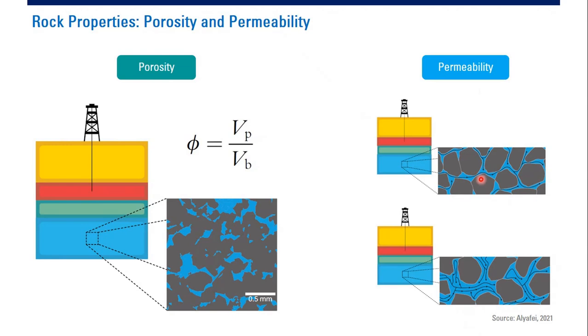Here we have permeability. Good, high permeability will enable a high flow rate. But low permeability, or tight or bad permeability, will give us a small, low rate. Okay, you already understand that.